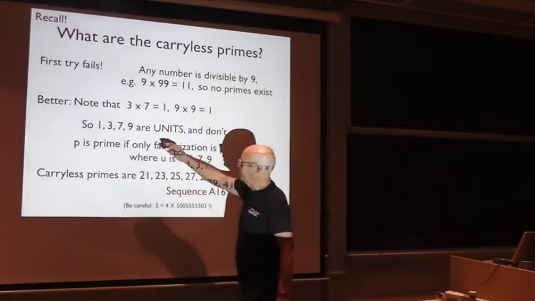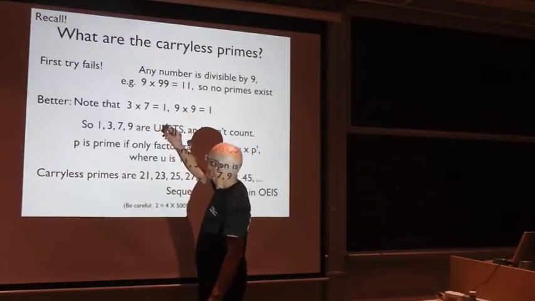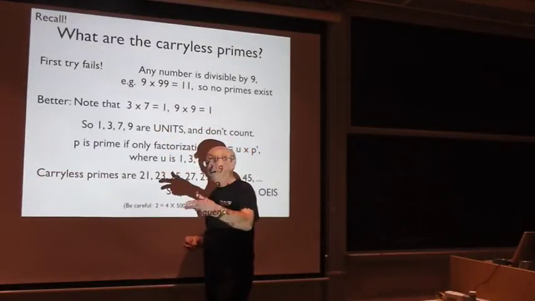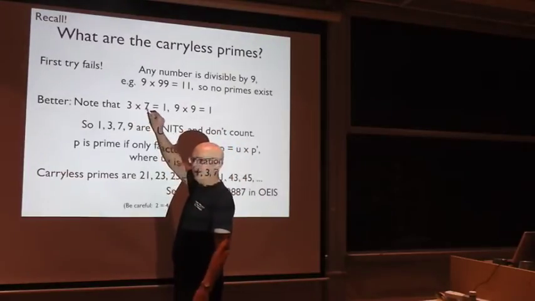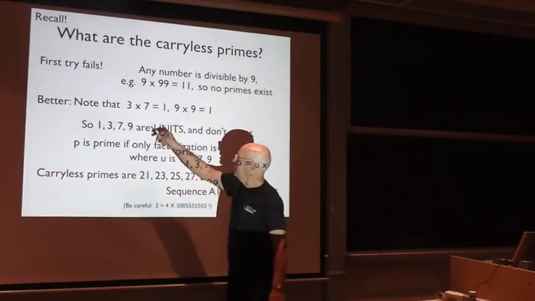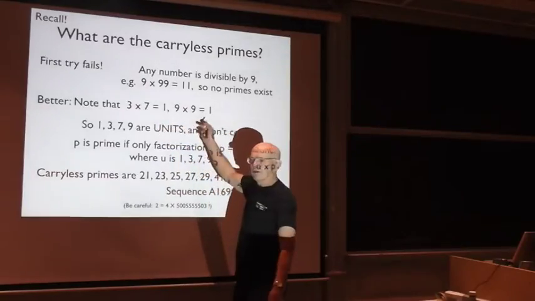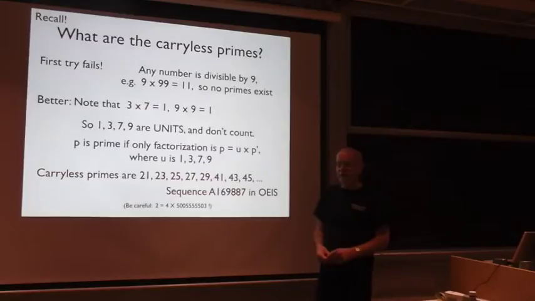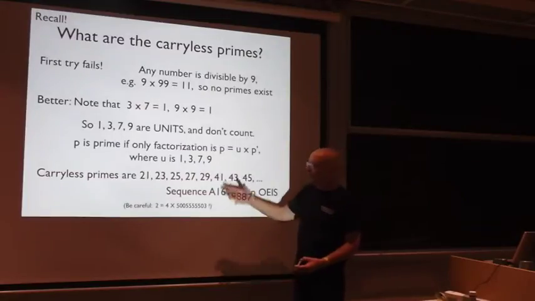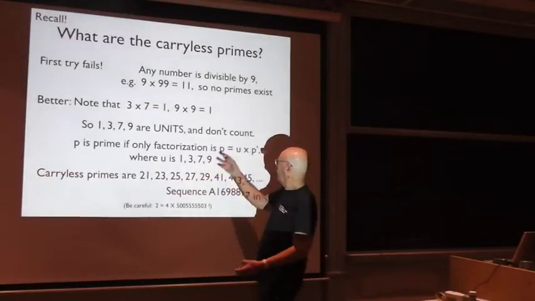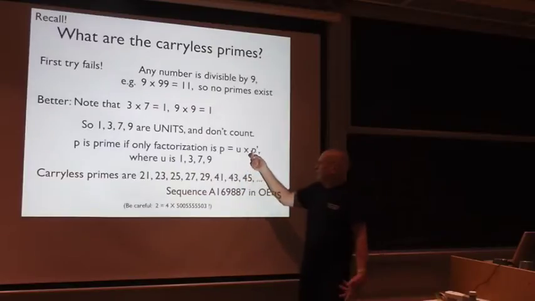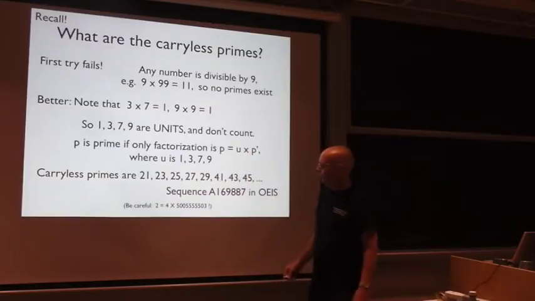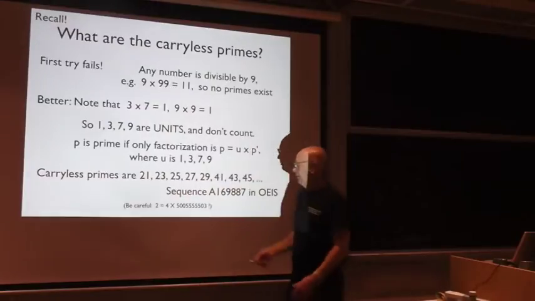So what you have to observe is that the multiplicative unit is not just 1, but 3 times 7 is also 1. So 3 and 7 and 9 are also multiplicative units. So there are 4 multiplicative units. And then you can say, all right, P is a prime if its only factorization is as P times one of the units times a conjugate of P. So the carryless primes are 21, 23, and so on.